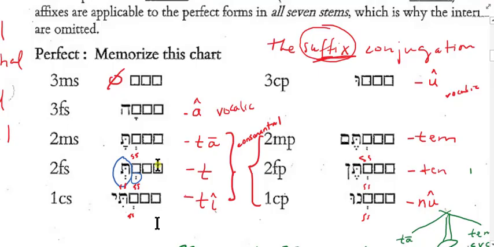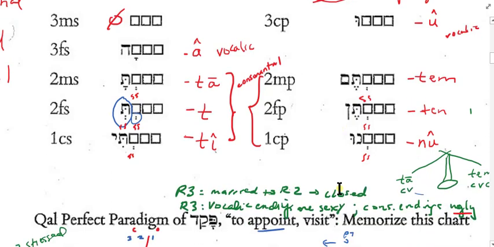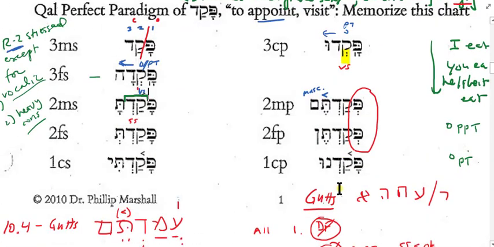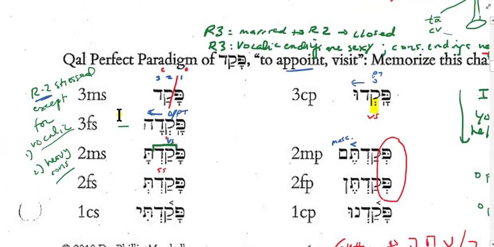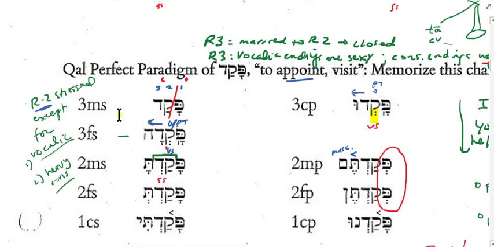You really should use the practice sheet to practice writing the personal endings here, and then use the other practice sheet to practice filling in the vowel points and the personal endings for the Qal perfect paradigm. All right? So let's really commit these to memory. The sooner you do it, the easier your translation work is going to be, I promise you. All right?